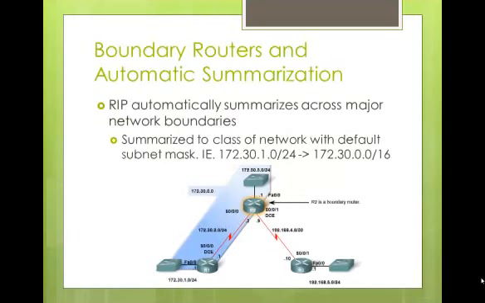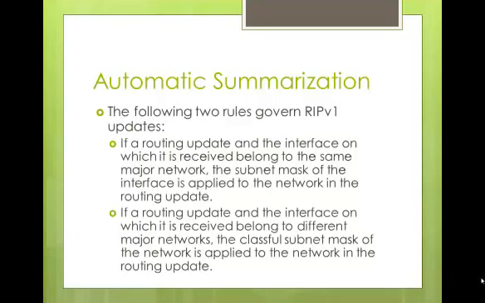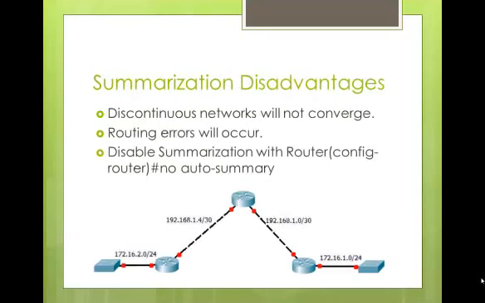RIP version 2 will automatically summarize our networks just like RIP version 1 will. These are a few rules that govern that. Again, I'm not going to go over that in detail right now. All that information I went over in the RIP version 1 video. Summarization does have some advantages. The main advantages are that we're going to use less bandwidth because our routing tables are going to be smaller, and our routing tables get sent in our updates, so we don't have to send quite as much information back and forth. Summarization can also be a disadvantage.